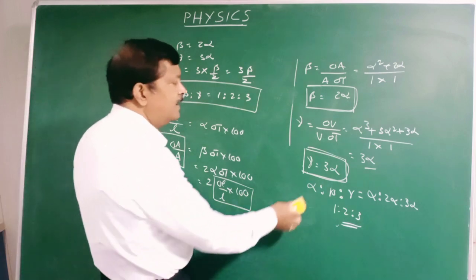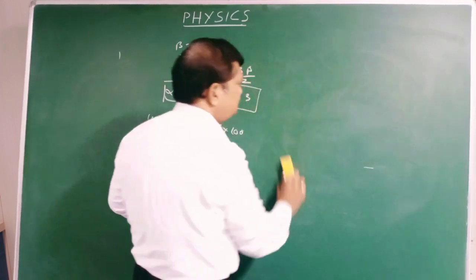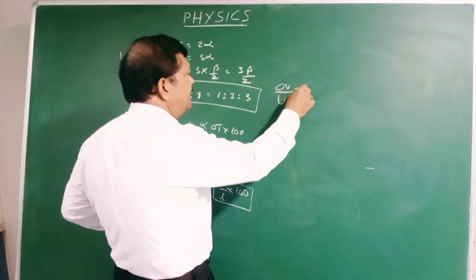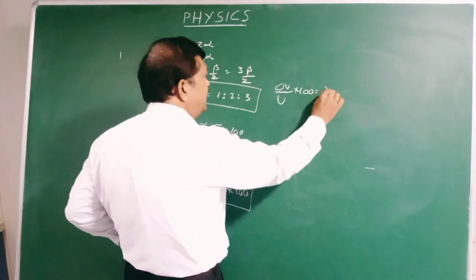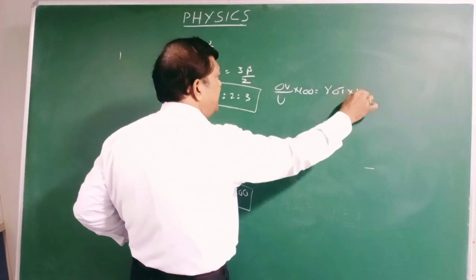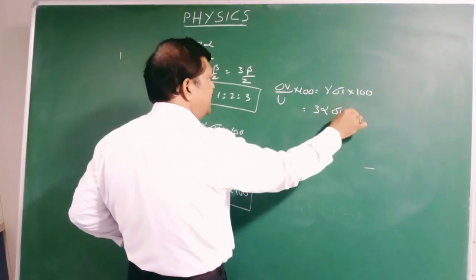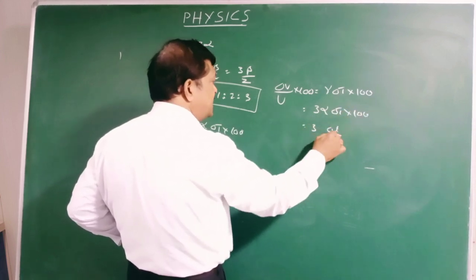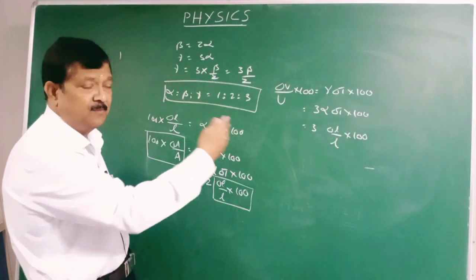Now similarly, if you calculate percentage change in volume, it is delta V by V multiplied by 100. Delta V by V into 100, we have shown that it is gamma delta T multiplied by 100. But now we know gamma is 3 alpha. So it is 3 alpha delta T into 100. So it is 3 times the percentage change in the linear expansion or length of the body.